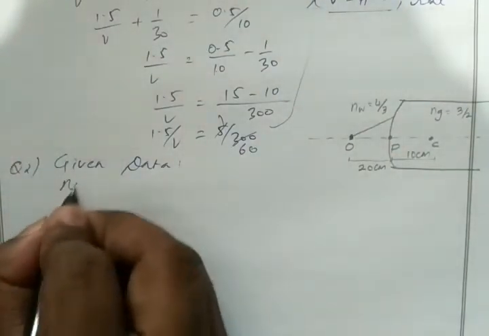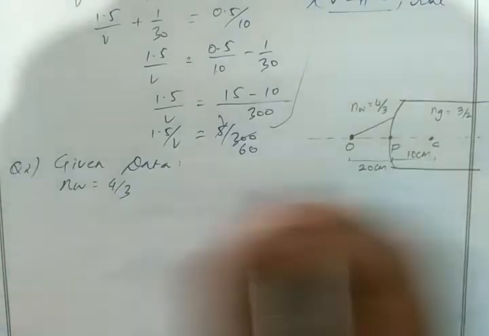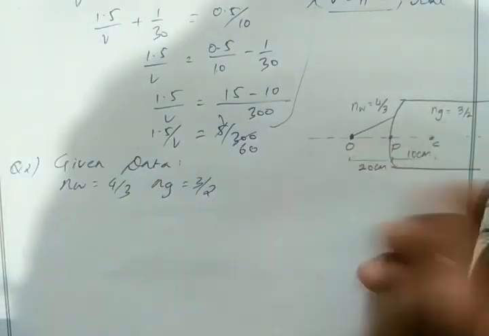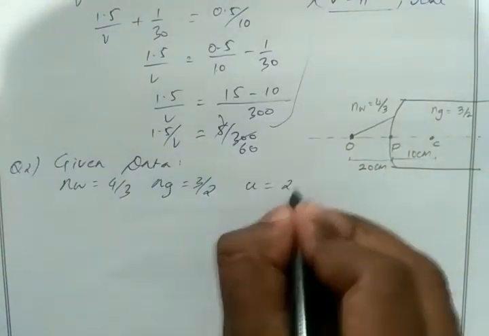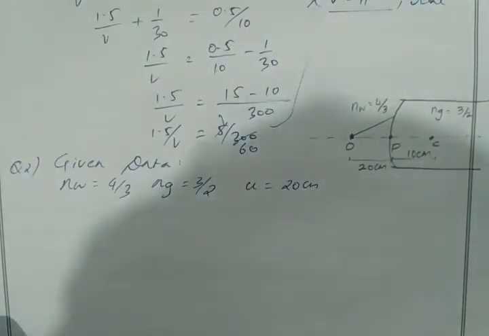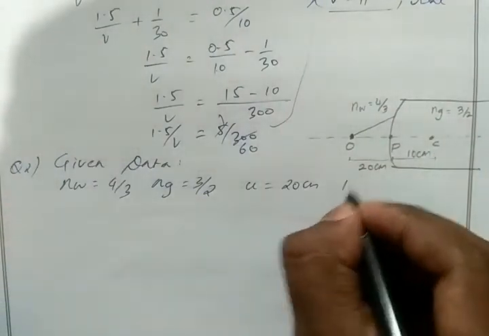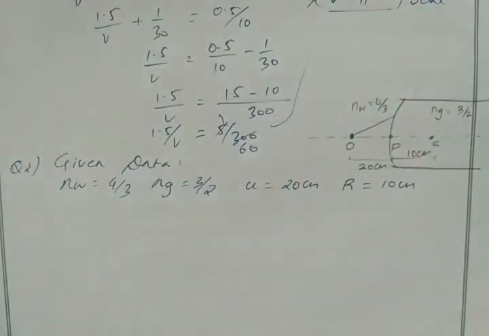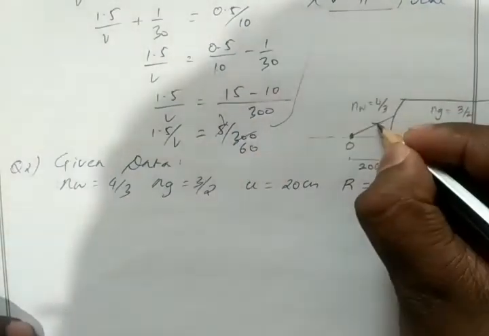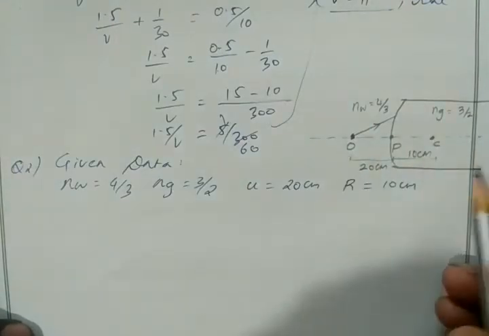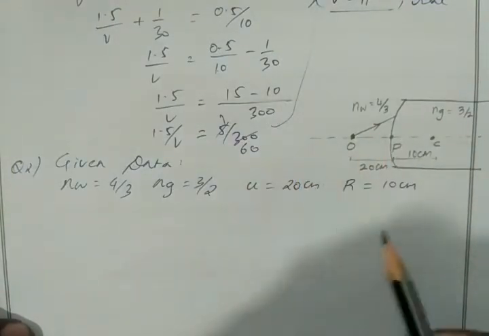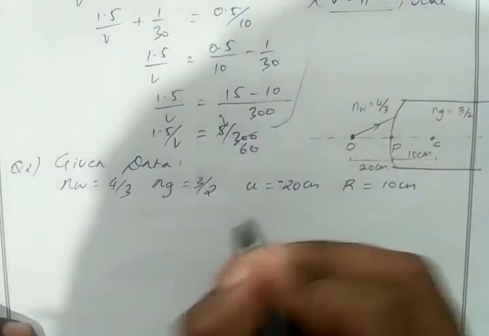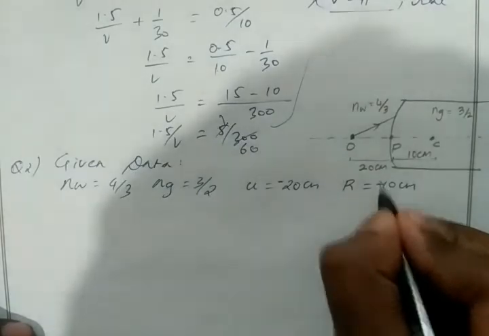Refractive index of water n_w is given as 4 by 3, refractive index of glass 3 by 2, and P2O object distance u equal to 20 centimeter, and then center of curvature, radius of curvature distance 10 centimeter. Apply sign convention. Light comes from the object towards the right side, so right side distance is taken as positive, left side distance taken as negative. So for object distance, left side is taken as negative, and radius of curvature on the right side is taken as positive.